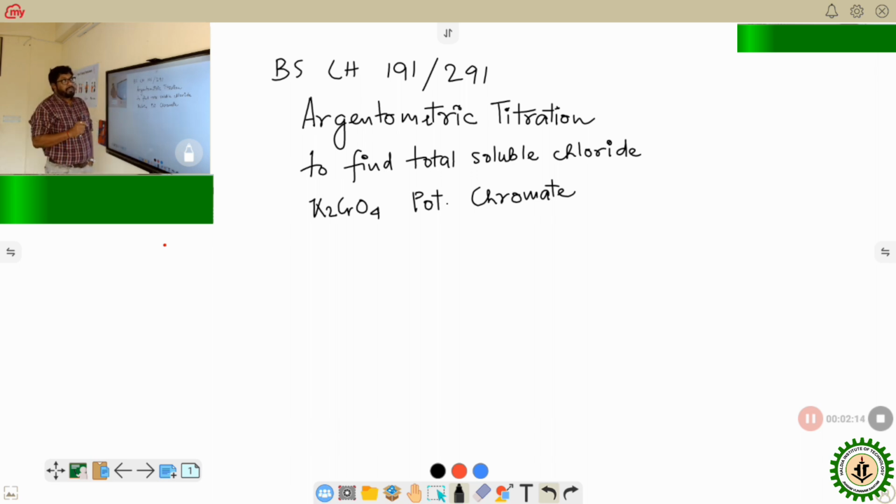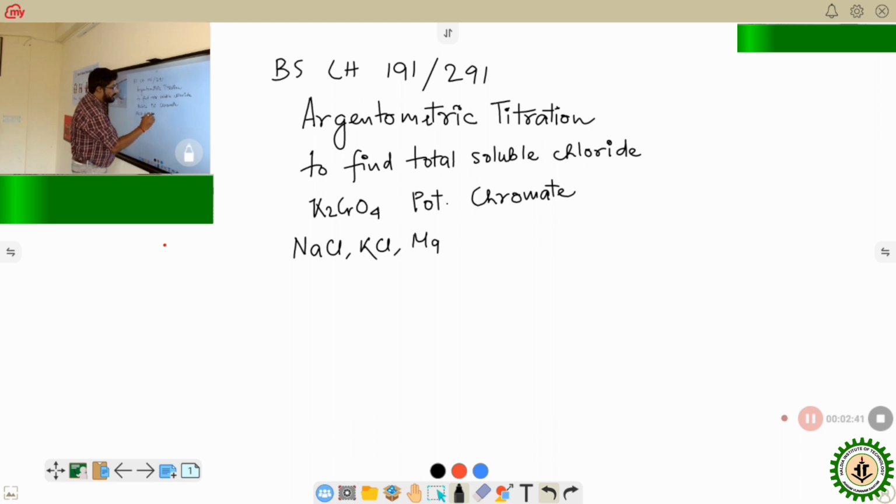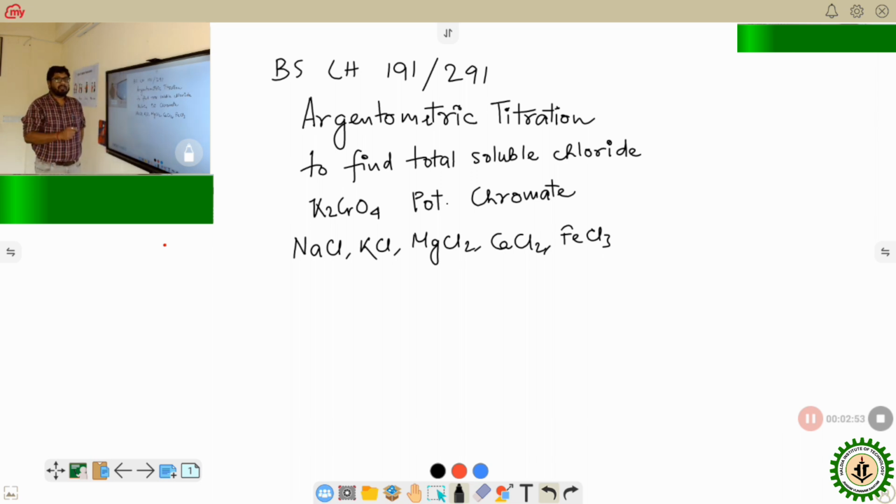Why is it important? It is important to determine the amount of chloride ion, because this is the most commonly found form of soluble salts which could be responsible for the hardness of the water. If I say sodium chloride, potassium chloride, magnesium chloride, calcium chloride, so these are many salts, even ferric chloride. So these are many salts which are found in water samples as chloride ions. And all these are somewhat responsible for a direct or indirect effect on our body, even on plant body.